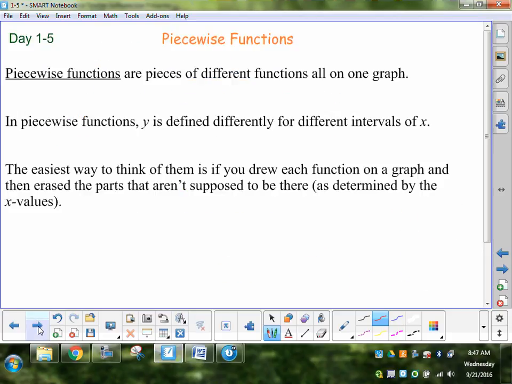Okay? Now, let's go forward. And here's our notes for today. We're working with piecewise functions. We may go fast today because allegedly you did this in freshman year. Piecewise functions: the y is defined differently for different parts of the x. View it as a bunch of graphs happening on the same surface, but one stops and then one starts.